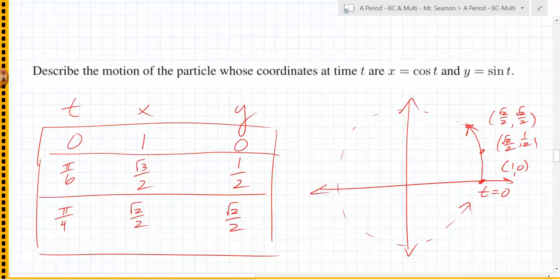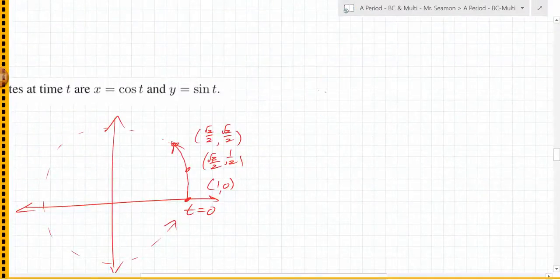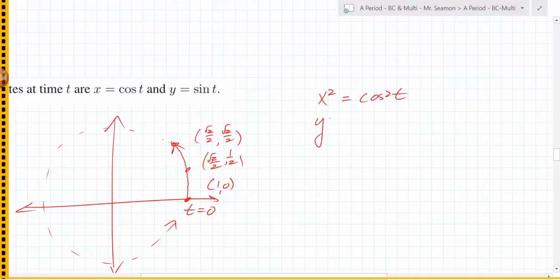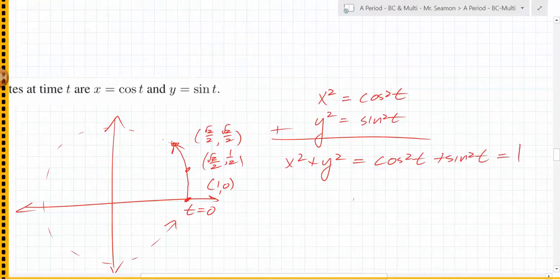So one way to notice that is tracing out points. There's another way to notice that. You can notice it algebraically. If x equals cosine t, what does x squared equal? Cosine squared. If y equals sine t, what's y squared? Sine squared. What's that equal? 1. What did we just eliminate? We just turned it from a parametric equation into a relation. We eliminated the parametrization of that circle.